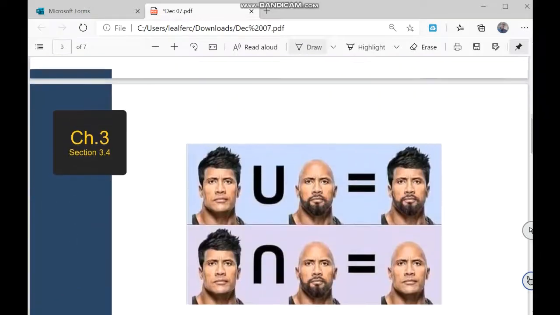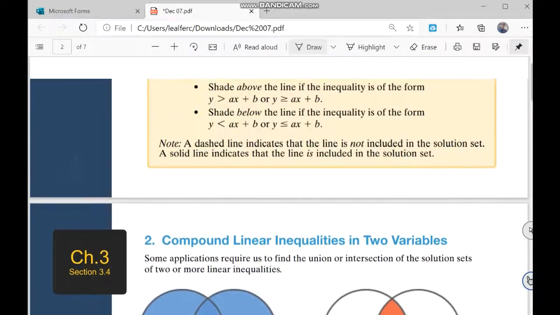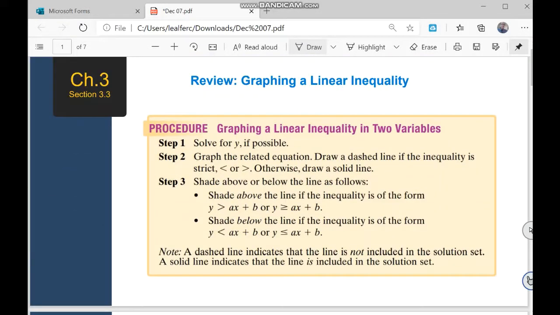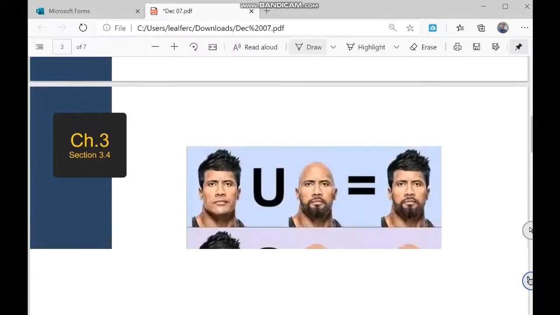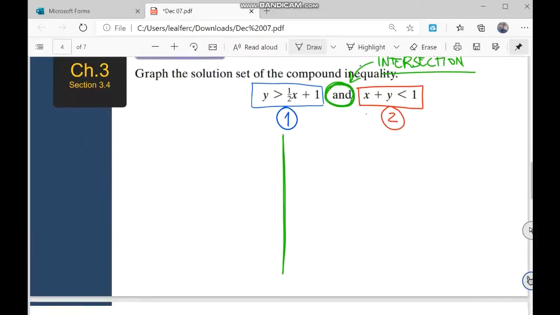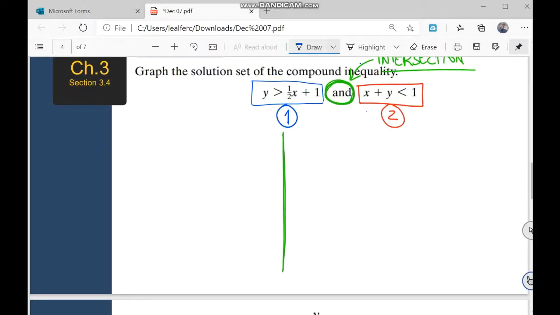We will work this step by step. Let's remember here the procedure, step by step. Step number 1, solve for y. Step number 2, graph the related equation. And step number 3, shade above or below the line. Let's apply this step by step, first to inequality number 1: y greater than 1 over 2 x plus 1.